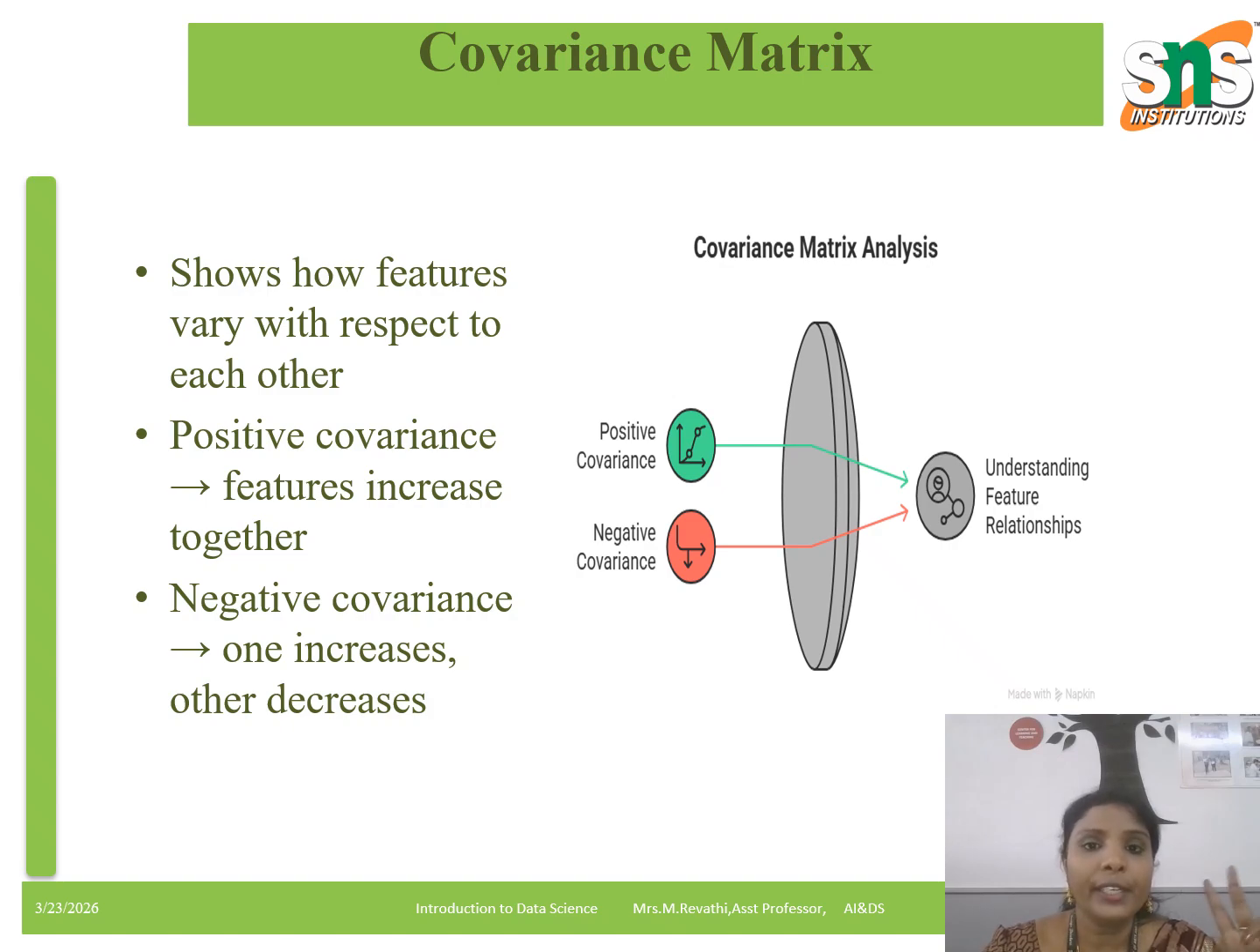So two variables change together: one is positive covariance and the other is negative covariance. In positive covariance, both are increasing together. In negative covariance, one is increasing and the other is decreasing. So these are the covariance matrix concepts.